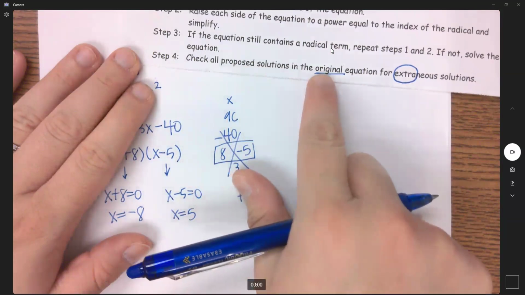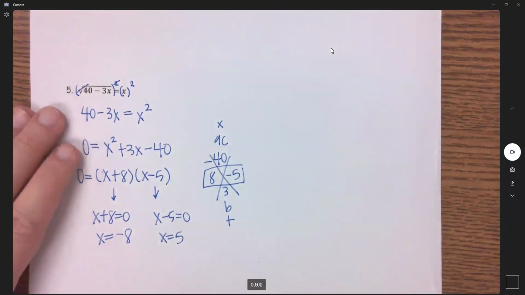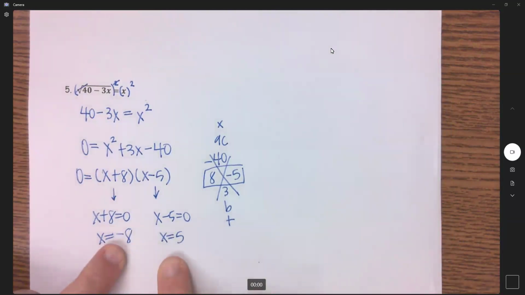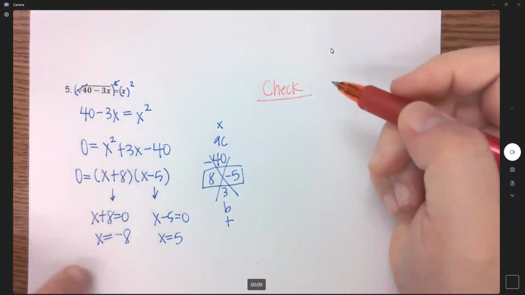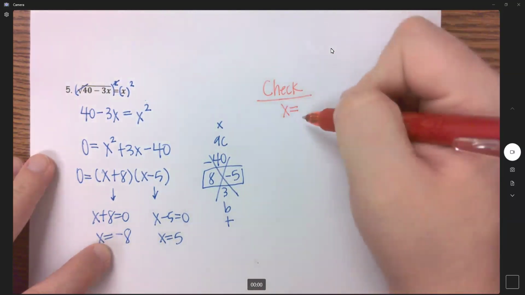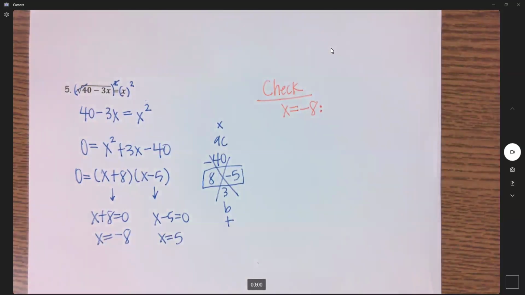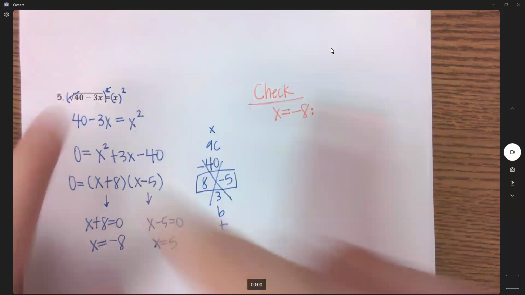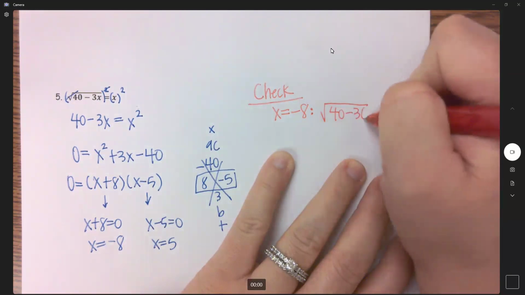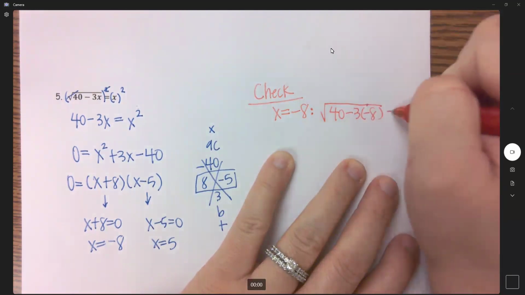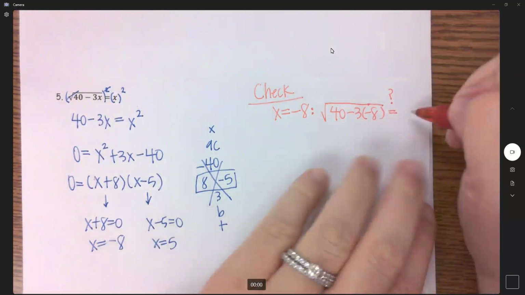Now, before we are done, step 4 says to check. We've got to check them all into the original to check for extraneous solutions. So this time when I check, I need to check both of these. So if I start with x equals negative 8, I am plugging in that negative 8 into both of these x's. So we will have the square root of 40 minus 3 times negative 8. And I am wanting to know, does that equal x? Does that equal negative 8?